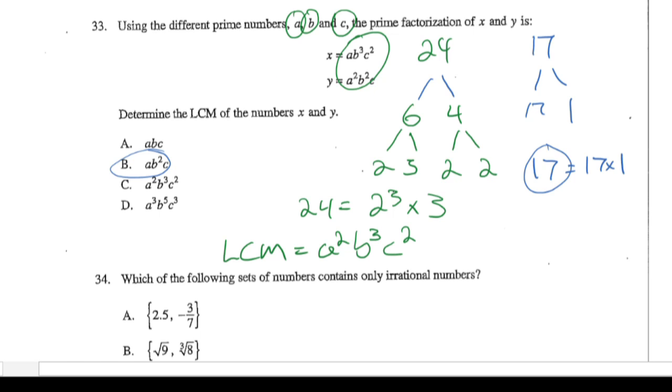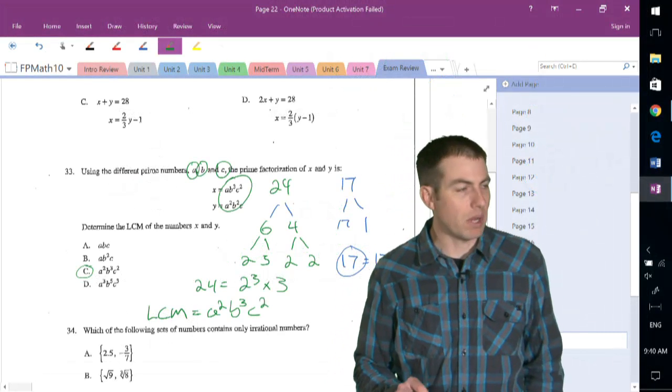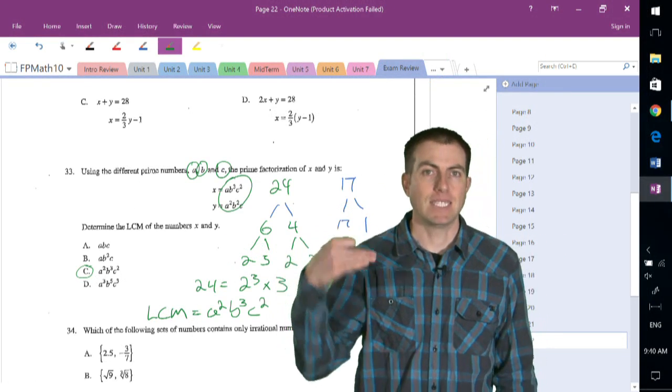So the least common multiple or the lowest common multiple of those two numbers, x and y, is going to be a squared, b cubed, c squared. It's going to be letter C. There you go. So that was just kind of remembering that definition.